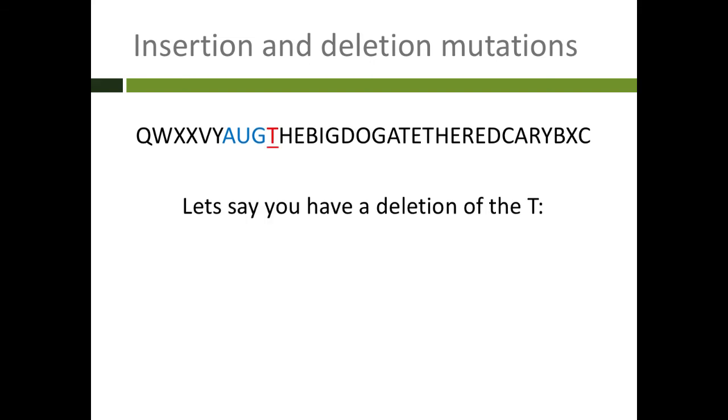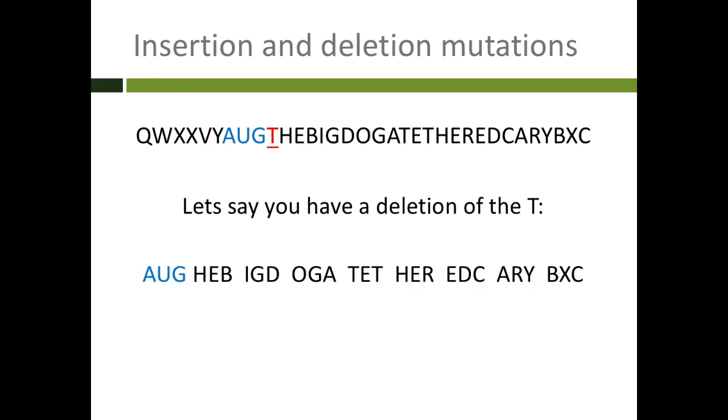Let's say you have a deletion mutation in the DNA, and after transcription the T in the second codon is lost. The ribosome will start at the start codon and will continue to read in 3-letter codons, but the reading frame has shifted. With the T missing, all of the words are completely different.